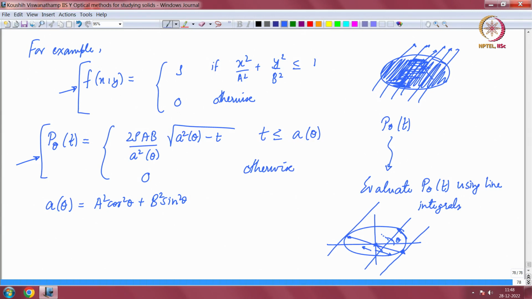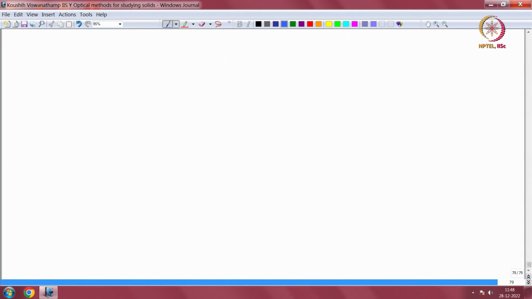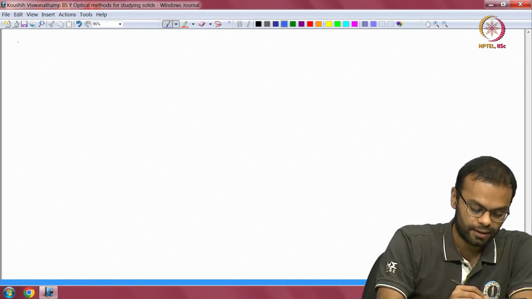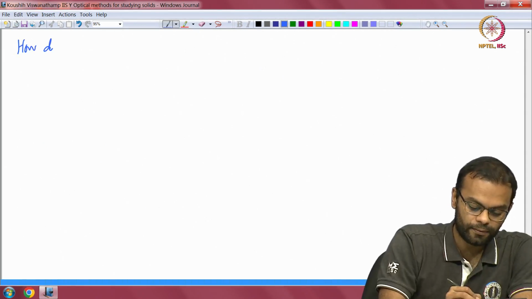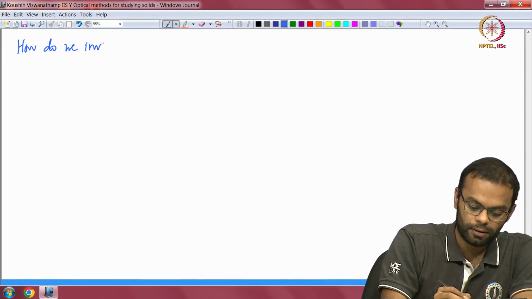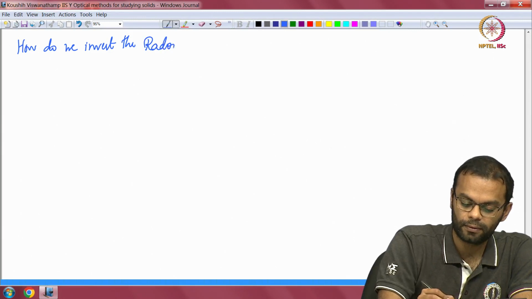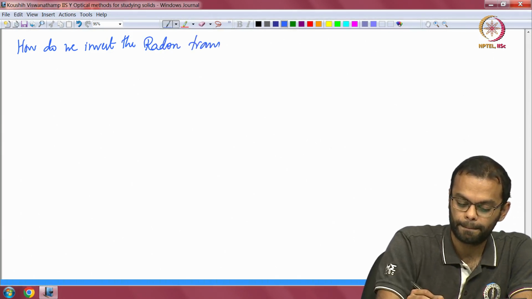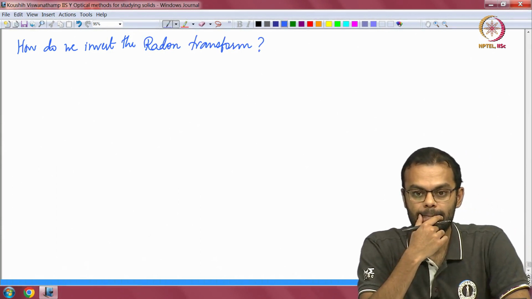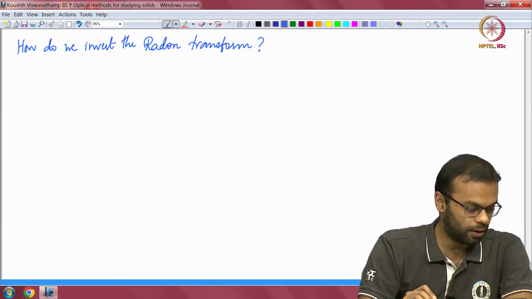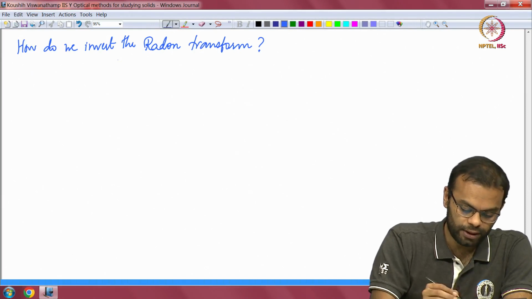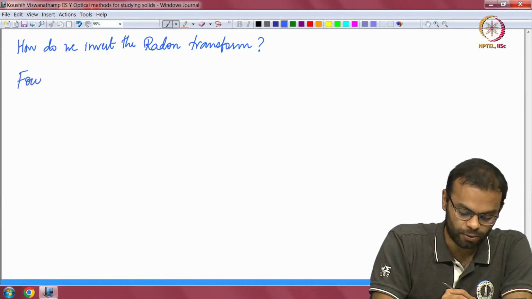So, the question now finally that we get to after this sort of background setting is how do we invert the Radon transform. Okay, how do you invert the Radon transform? Now, to do this there is something called the Fourier slice theorem, and this is what we will work out now.